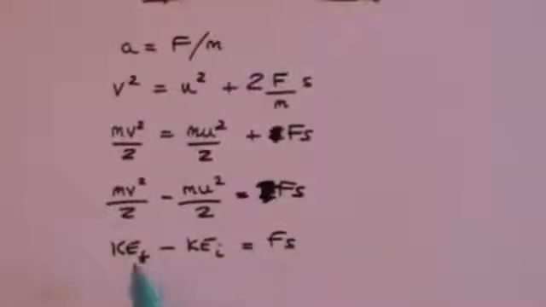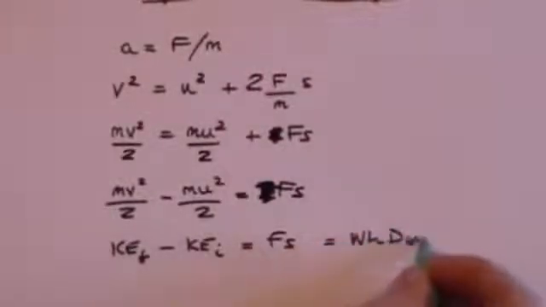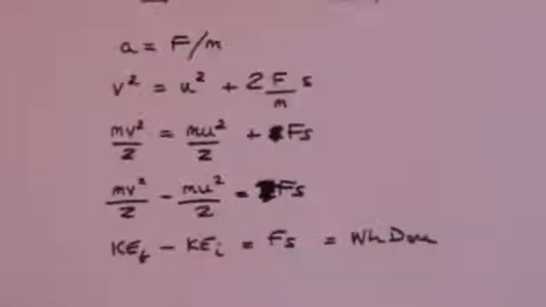So what we're saying is that the final kinetic energy minus the initial kinetic energy is equal to the force times the distance, and that is the work done. But now comes the question: suppose this force is not constant, suppose it actually varies in accordance with the distance.